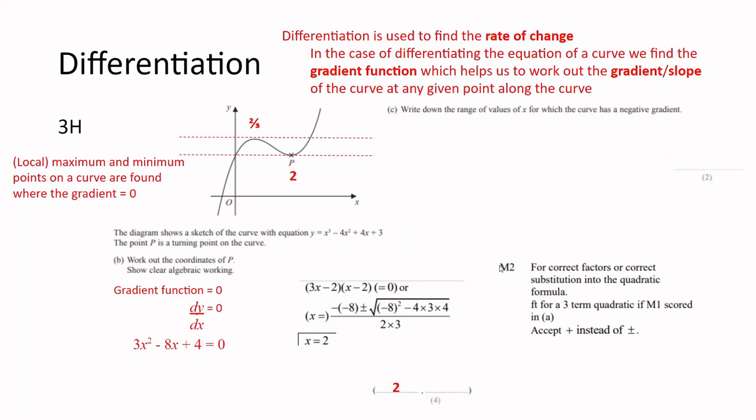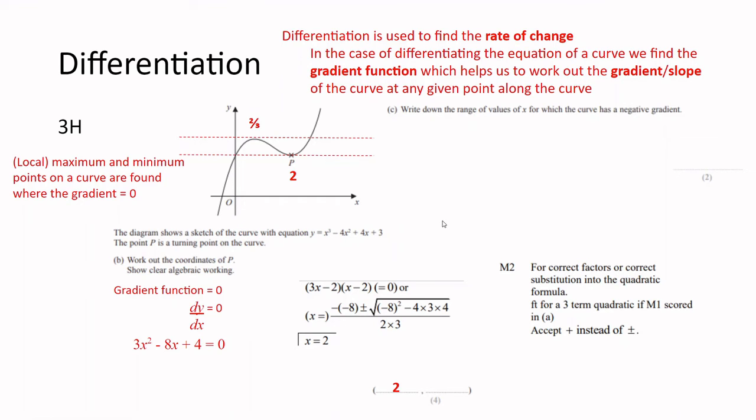In order to get our full method marks for that, we needed to use the correct factorizing, or if you use the formula, you needed to show substitution into the quadratic formula. So show this working. You could also get a follow-through mark if you didn't have the correct differentiated equation over here, but you had a 3-term quadratic that you somehow worked through to solve. And being lenient here, they've accepted if you just put a plus sign here rather than a plus or minus sign.